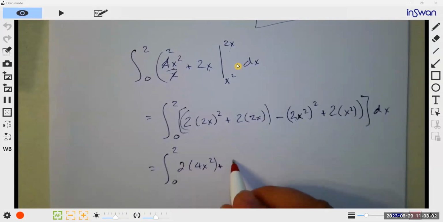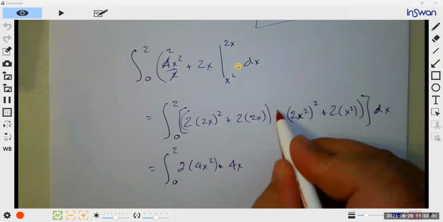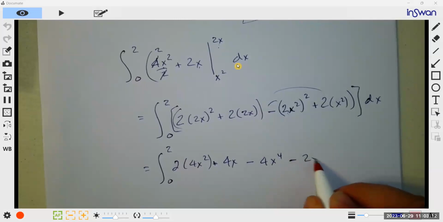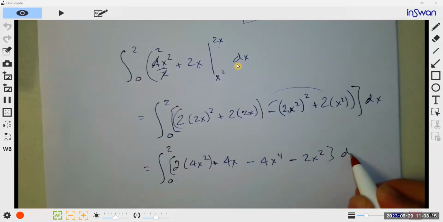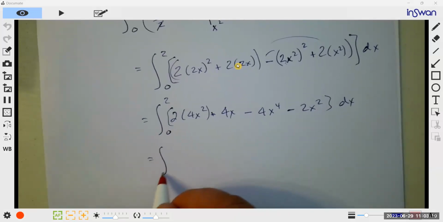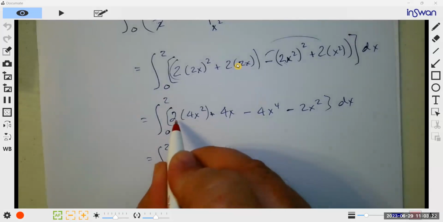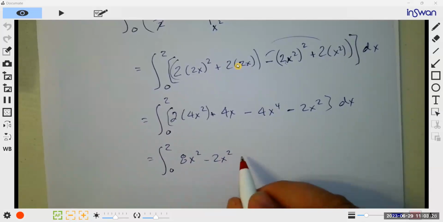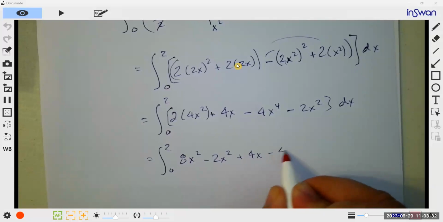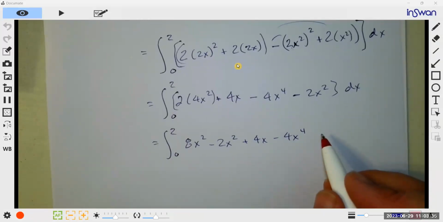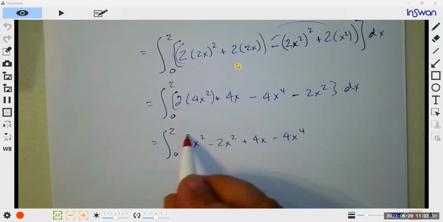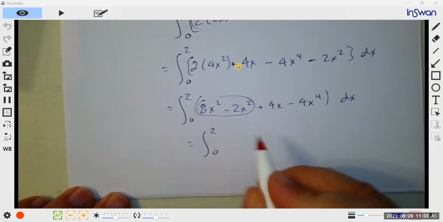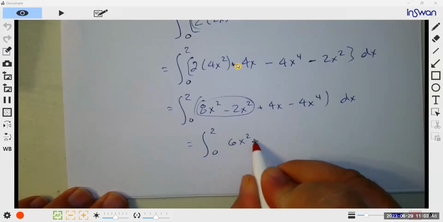So over here, if we have 4x, this changes those signs, so it's minus 4x to the 4th minus 2x squared dx. 8x squared minus 2x squared plus 4x minus 4x to the 4th. Six x squared plus 4x.